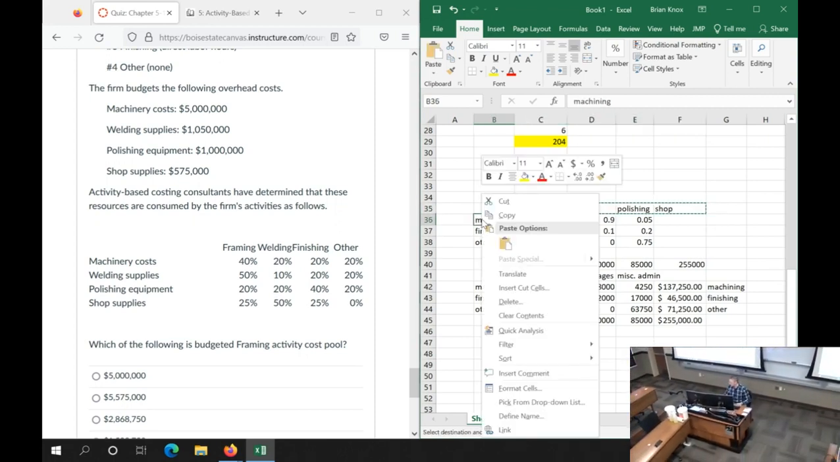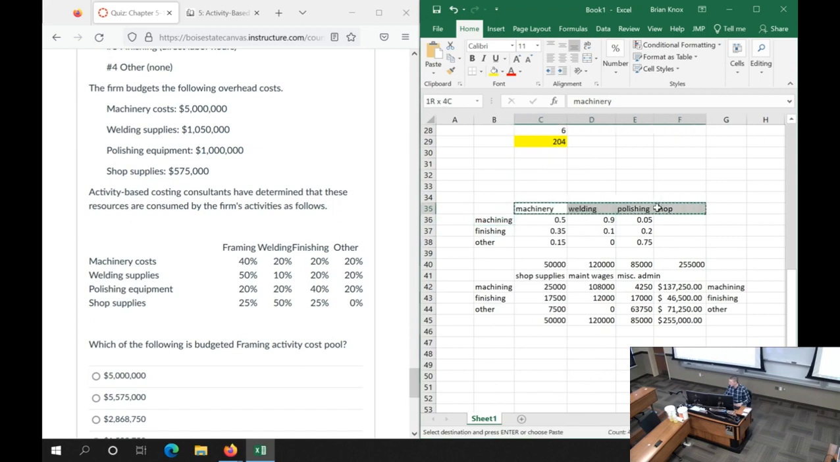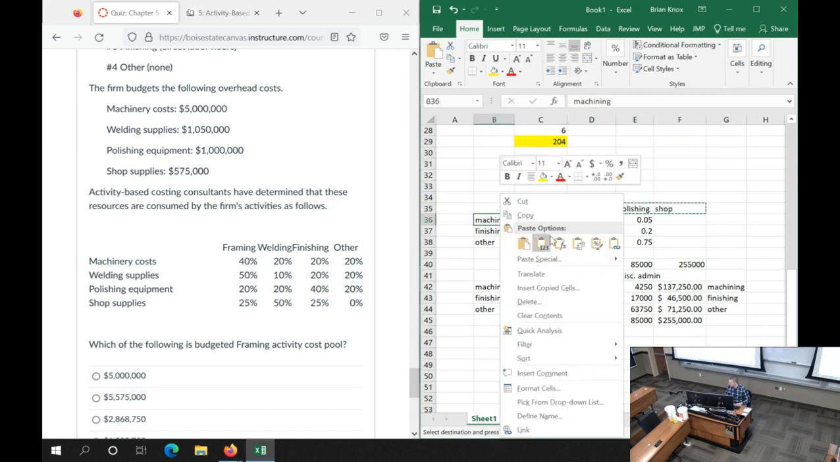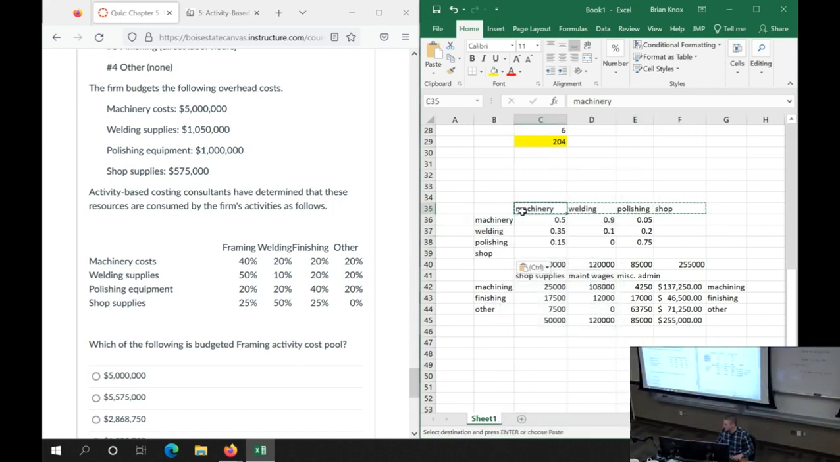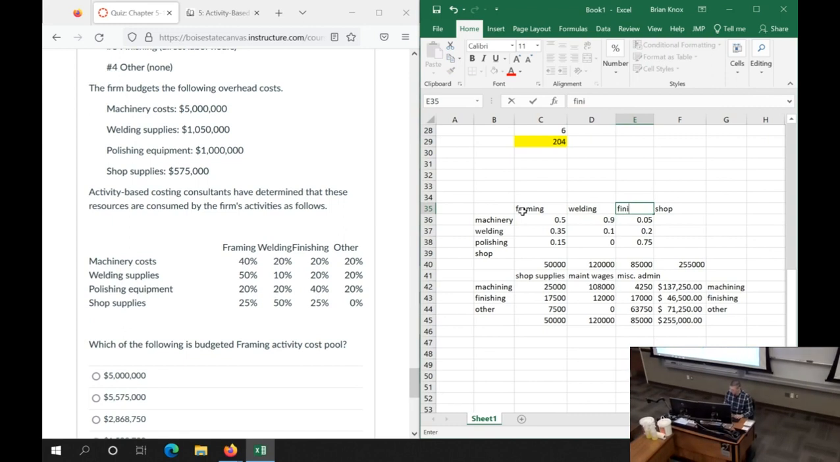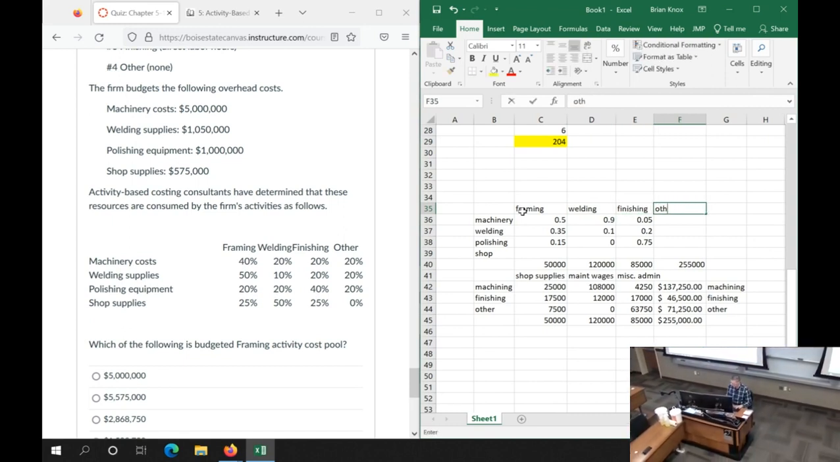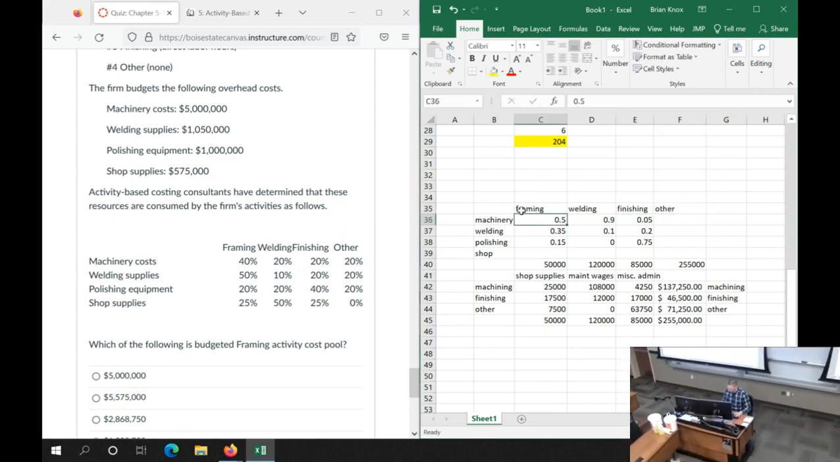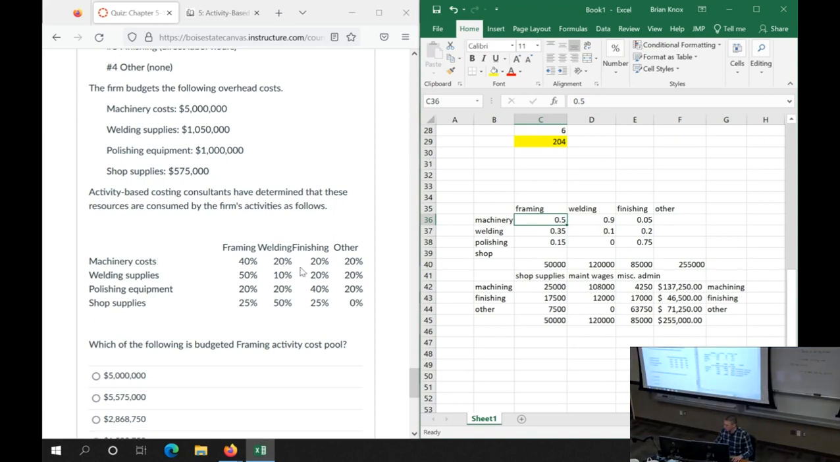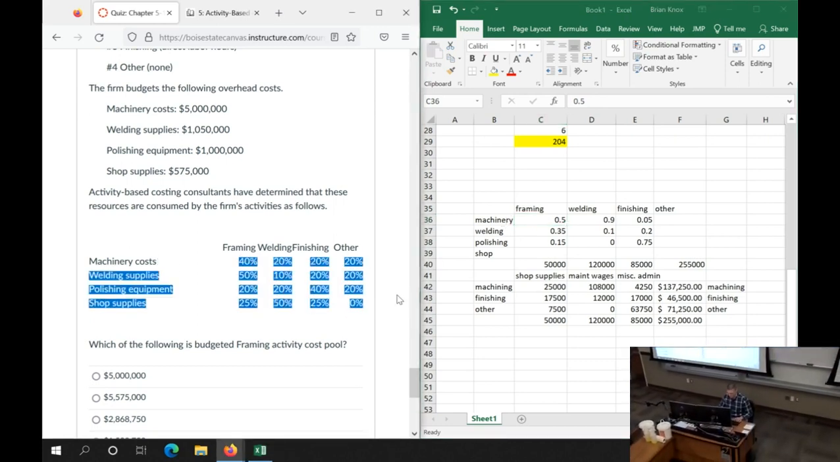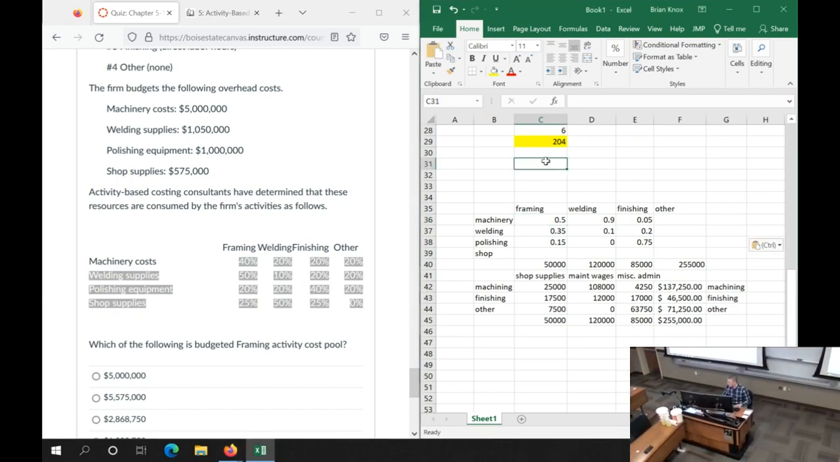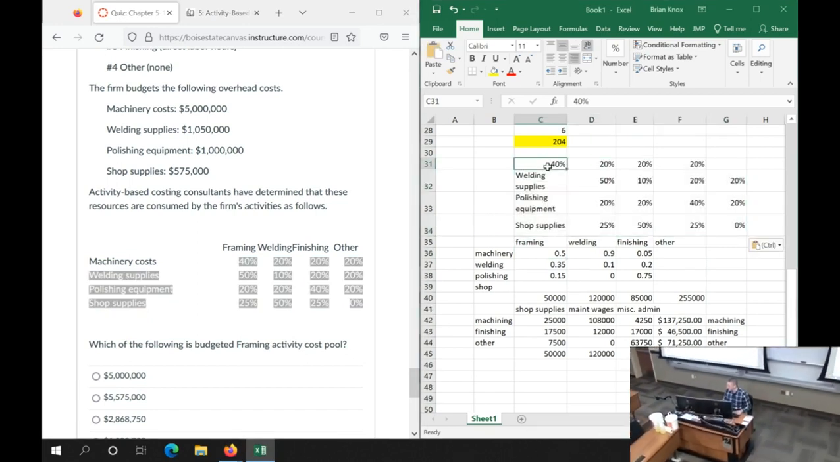Nope. Let's see if it's going to let me. No, it doesn't like that. Is it the cut? Yeah, it doesn't want me to transpose when I cut it. Whatever. Framing, welding, finishing, other. All right. So I'm just recreating this table right here. Let's see how nicely it'll play. Let me copy the table. It does.